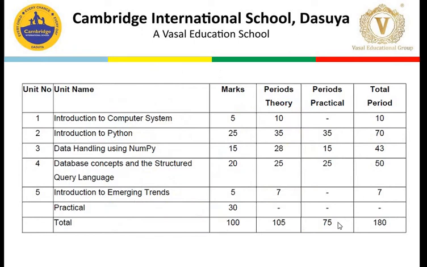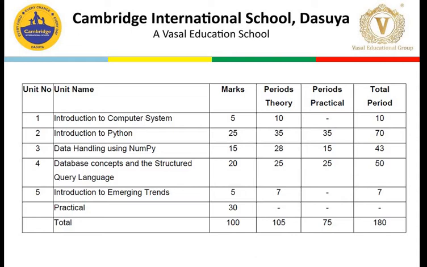Students, here you can see the overall view of our syllabus. Topic number 1 is Introduction to Computer System and it carries weightage of 5 marks. Then Introduction to Python, its weightage is 25 marks in the syllabus. Then we worked with data handling using NumPy, its weightage is 15 marks. So today we are going to start unit number 4, database concepts.